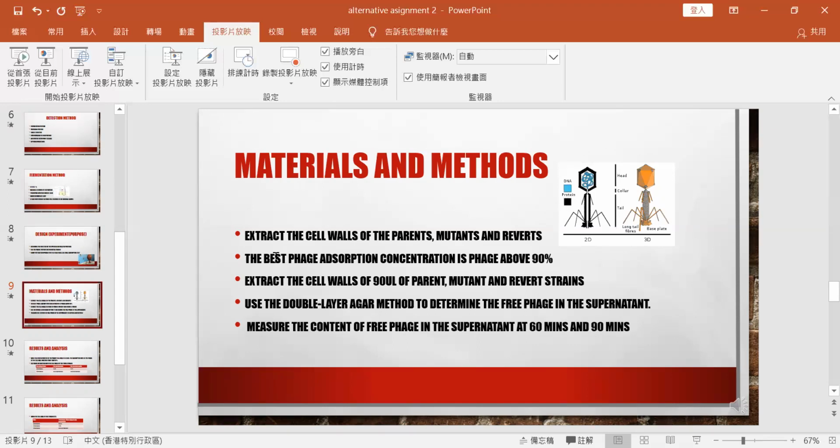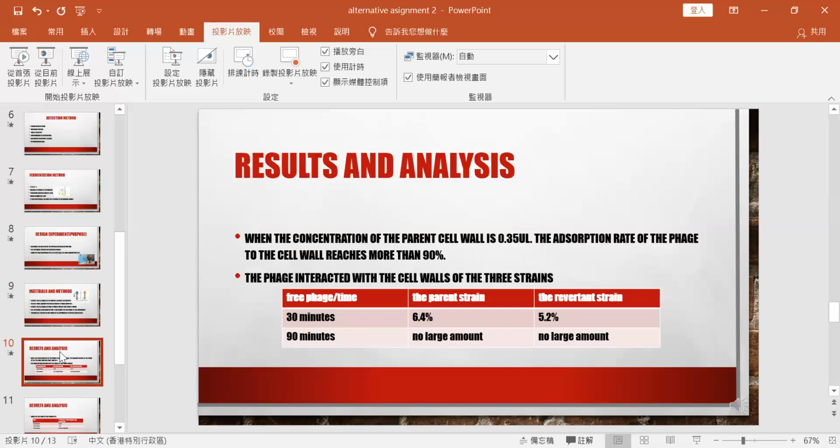Then I want to talk about the results. When the concentration of the parent cell wall is 0.35, the adsorption rate of the phage to the cell wall reaches more than 90%. So we can determine the optimal concentration of the cell wall after the phage interacted with the cell wall of the strain for 30 minutes.